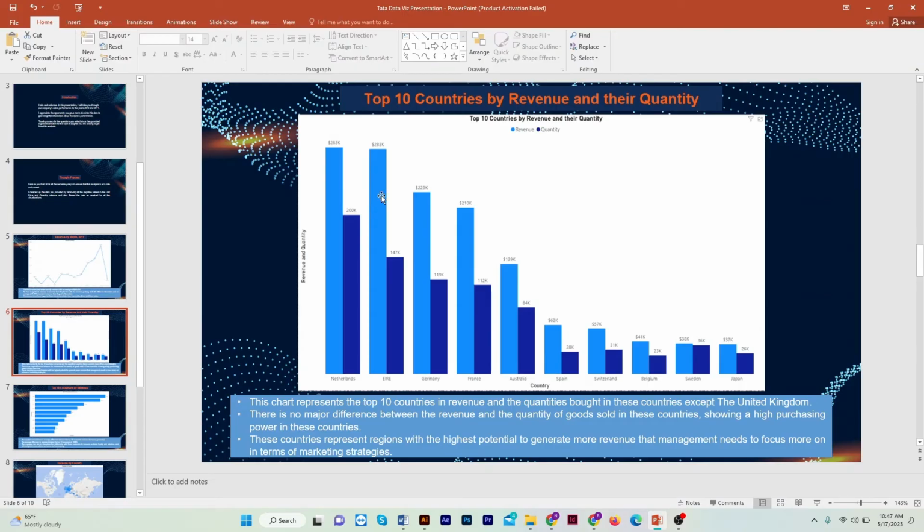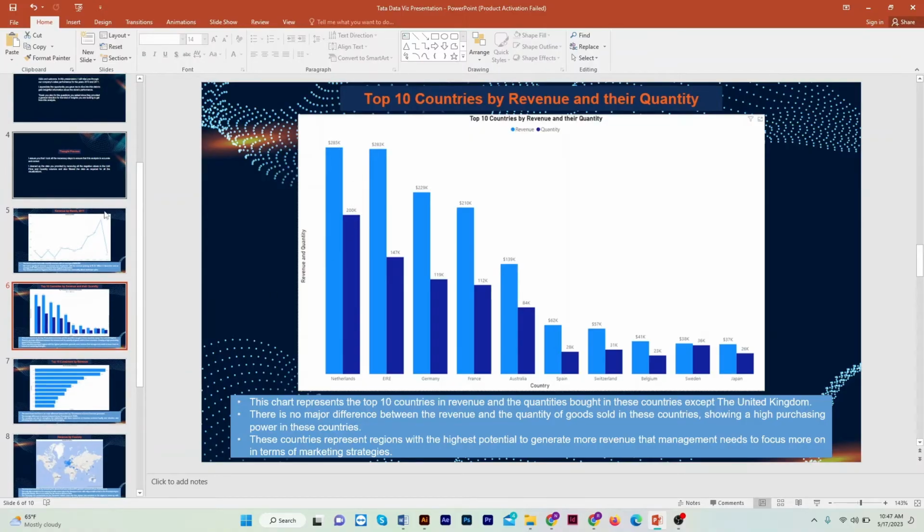Now moving on to the second question, the CMO wanted to see the top 10 countries by revenue and the quantities, with the exception of the UK. So you can see here the revenue is represented by the light blue column and the quantity is represented by the dark blue column. And there is no major difference between the revenue and the quantities that these countries had purchased.